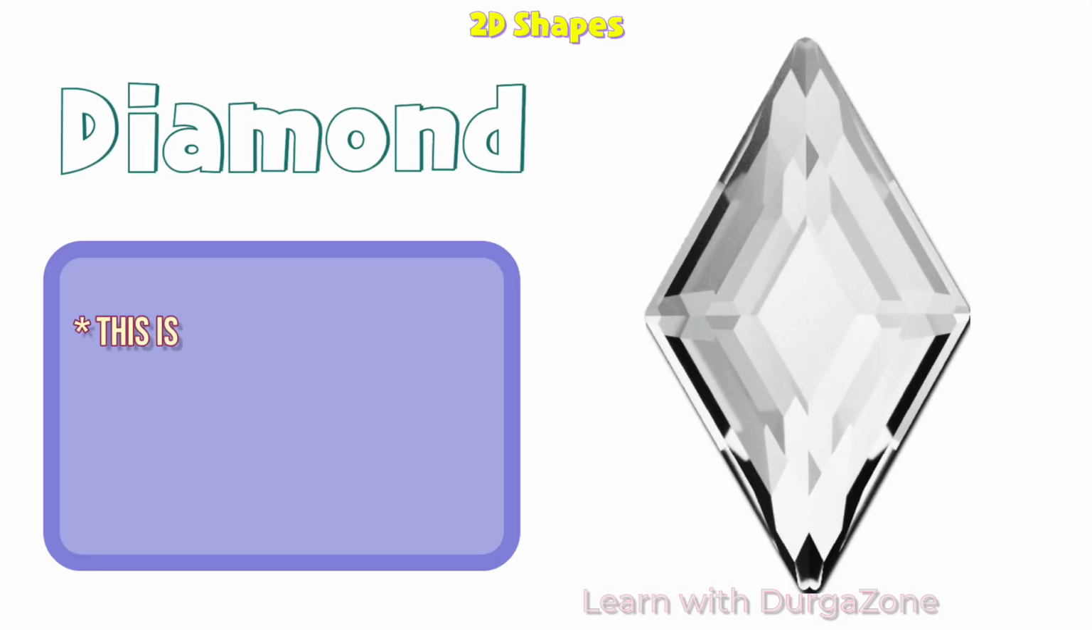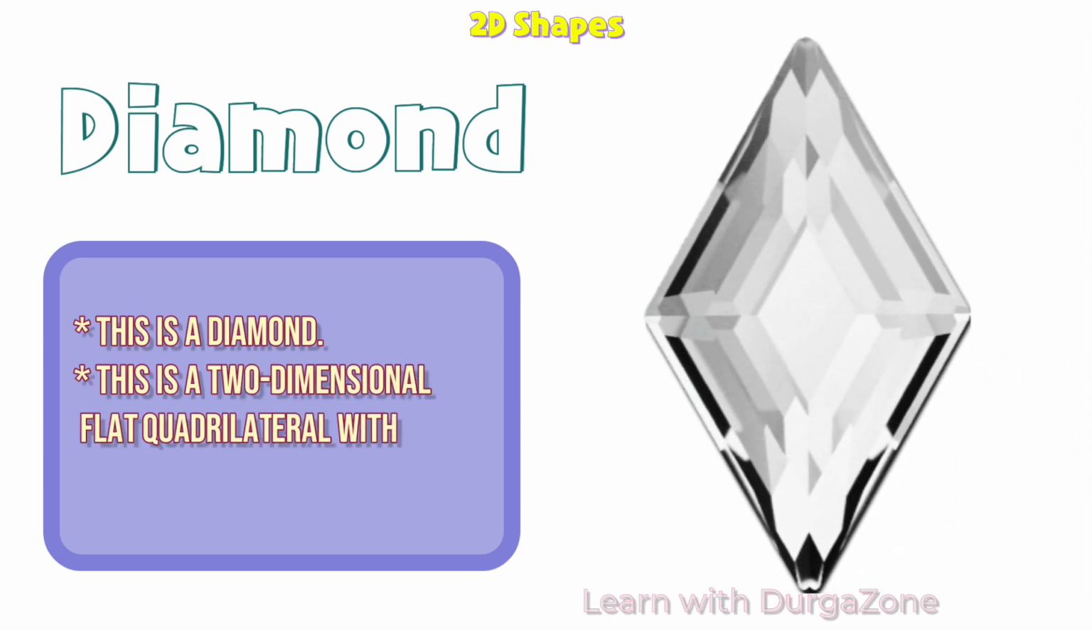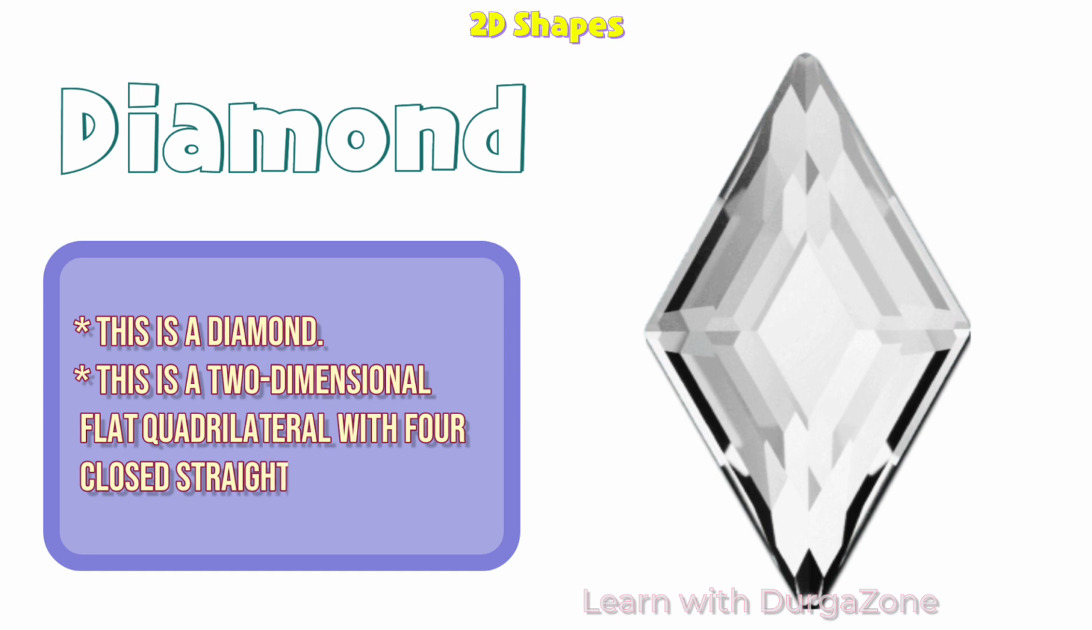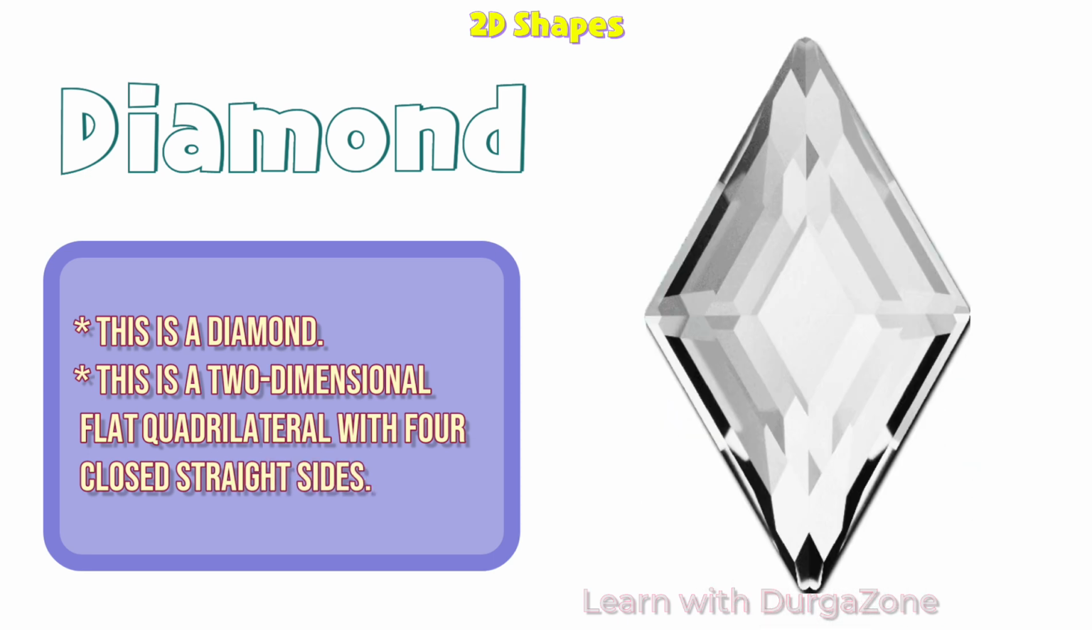Diamond. This is a diamond. This is a 2-dimensional flat quadrilateral with 4 closed straight sides. This is also called rhombus, but rhombus is not called diamond.